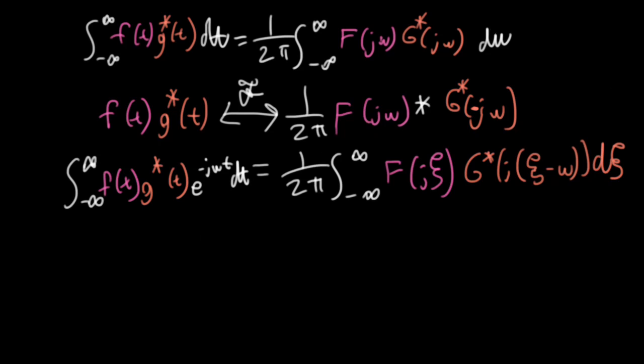All right, so all we need to do now to prove the theorem is just let omega equal 0 on the left, so that this here goes to 1, and let omega equal 0 on the right. And there you go.